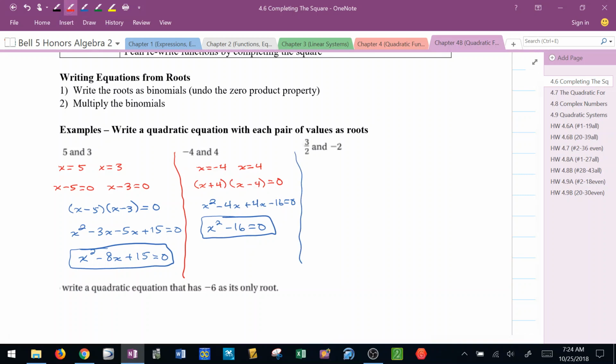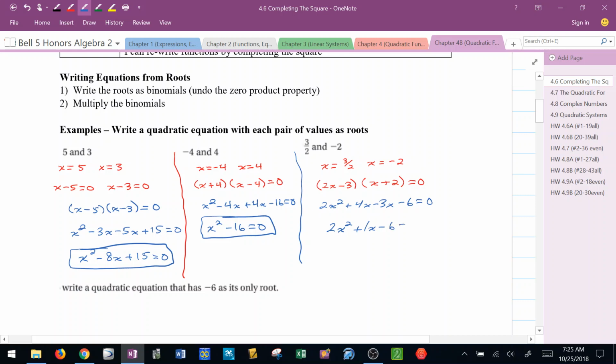All right, let's try one more here. So if x is equal to 3 over 2 and x is equal to negative 2, when we have that fraction, I have to remember how we were doing that technique. But it came from 2x minus 3, and then x equals negative 2 came from x plus 2. I multiply, and I get 2x squared plus 4x minus 3x minus 6. Combine like terms, I have 2x squared plus 1x minus 6 equals 0.